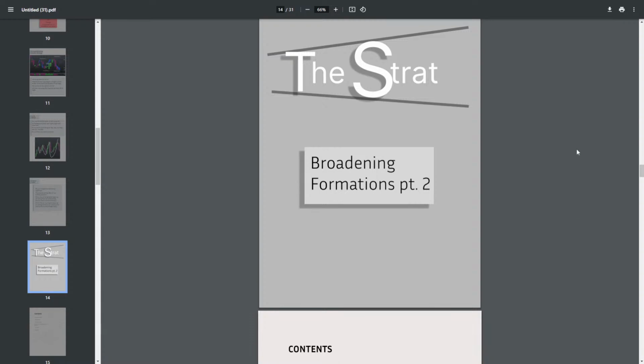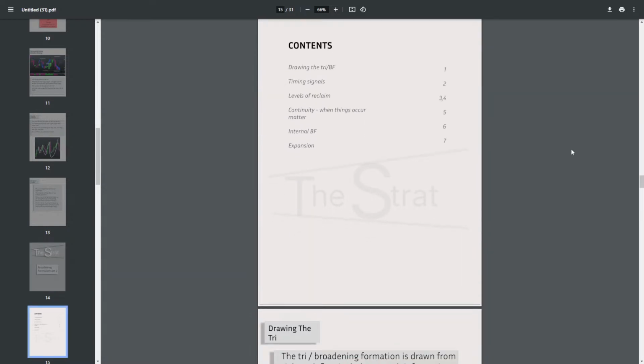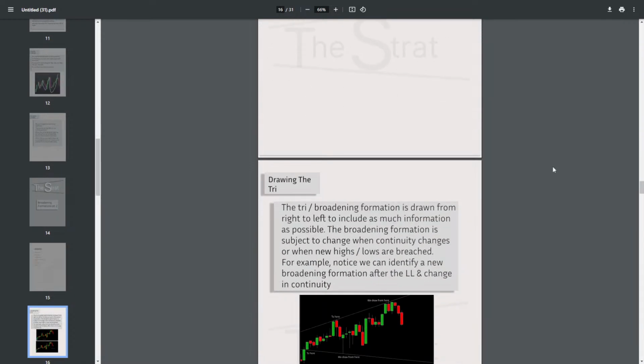So hopefully everyone is in on the Discord. Let's get started. So here's your contents: drawing the try, timing the signals with the broadening formations. We can also use levels of reclaim to identify the 3rd universal truth of the broadening formation. And then continuity, how that interplays with the try. And then the internal try, or when you get stuck in a previous range, and then expansion.